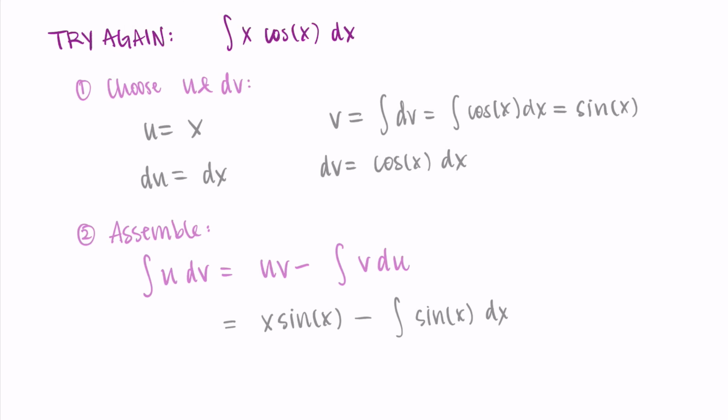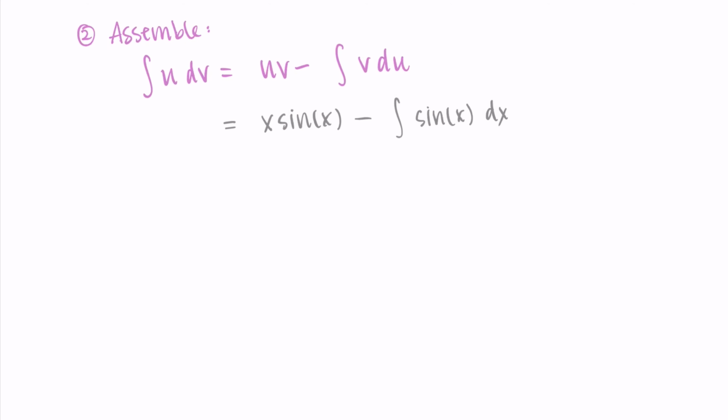So seeing this, I'm feeling much better, because I know how to find the antiderivative of sine. That's something I can do, and I'm feeling confident that I can now finish this problem and solve it. So to complete the problem, we just need to compute this new antiderivative and write our final answer simplified.